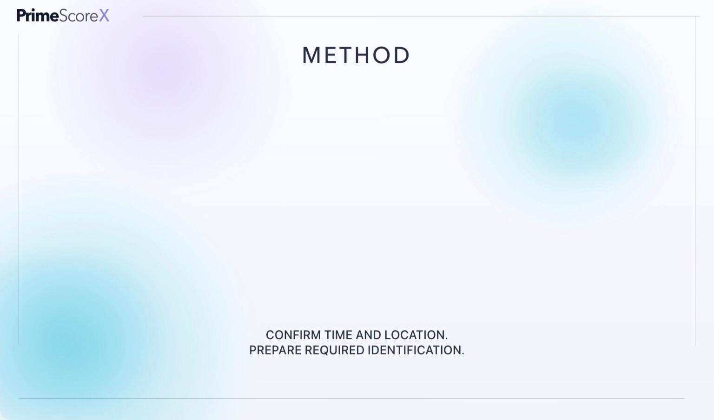Use a simple method instead of improvising. Step 1, confirm time and location. Step 2, prepare required identification. These first two moves slow the situation down just enough to create control, without turning the question or the study session into a long analysis exercise.